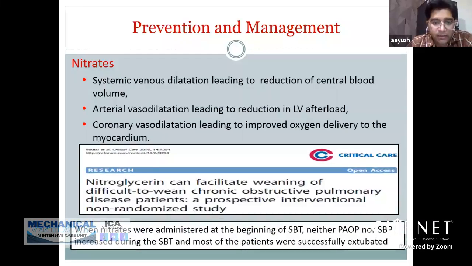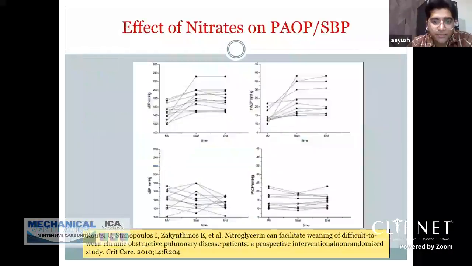And in this study where they used nitroglycerin to wean difficult to wean COPD patients, they found that when nitrates are administered at the beginning of SBT, neither pulmonary arterial pressure nor the systolic blood pressure increased during SBT, and hence most of the patients were successfully extubated. So whenever you are trying to wean COPD patients and you find them hypertensive, use nitrates to wean these patients, because it will prevent them from developing weaning-induced pulmonary edema.